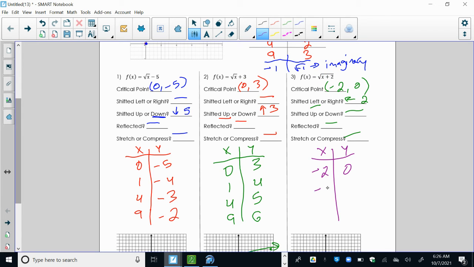So if we put in -1, -1 plus 2 is 1. Square root of 1 is 1. Next, we can add 4 to -2. Okay, so then we'd be at 2. 2 plus 2 is 4. Square root of 4, 2. We can add 9 to negative 2. So we get 7. 7 plus 2 is 9. Square root of 9 is 3.